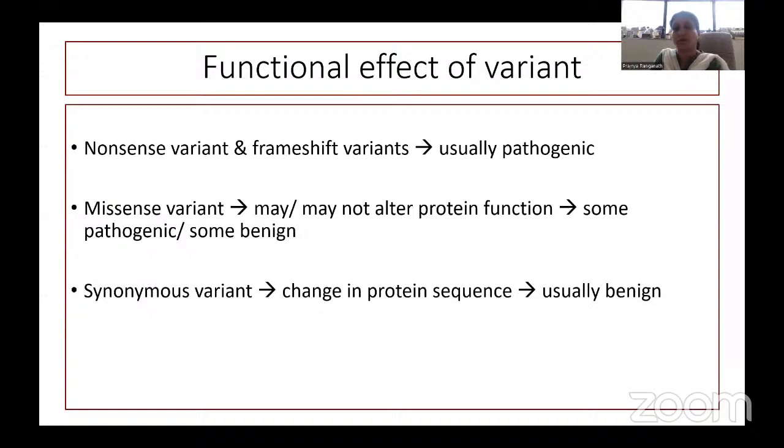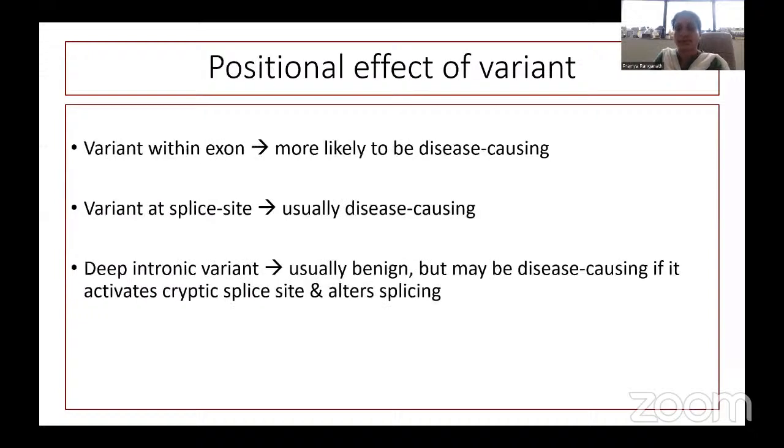Synonymous variants usually do not cause a change in the protein sequence, and therefore they are usually benign. Of course, there are always exceptions to these rules. Then again, depending upon the position of the variant, variants within exons tend to be more often disease-causing. Likewise, variants at splice sites tend to be disease-causing.